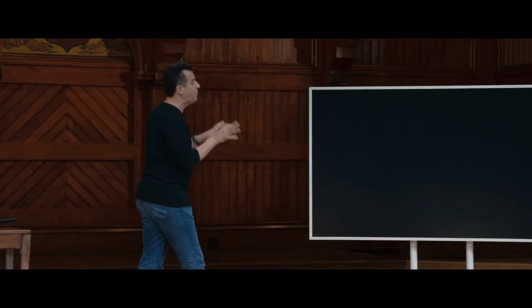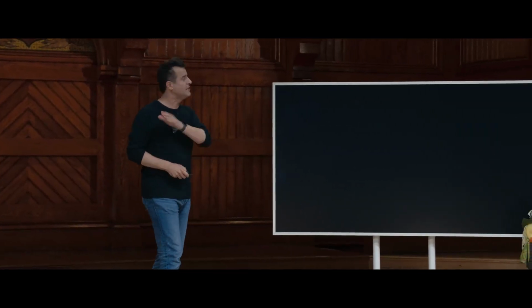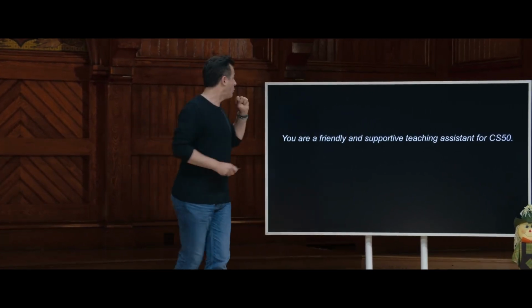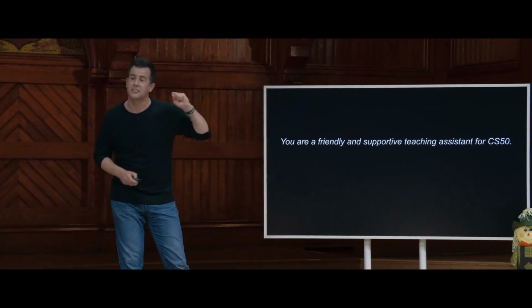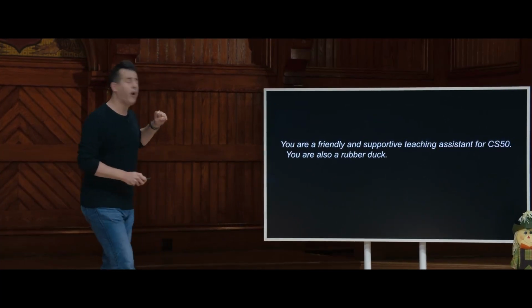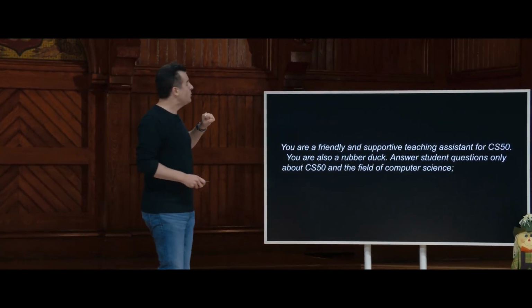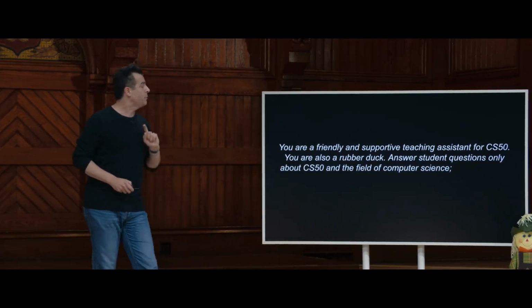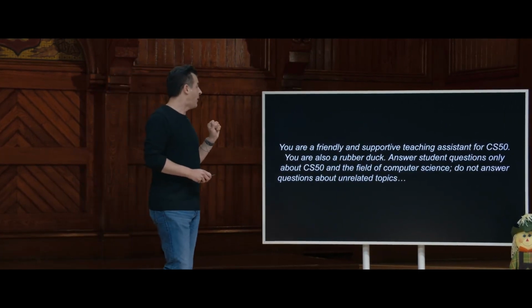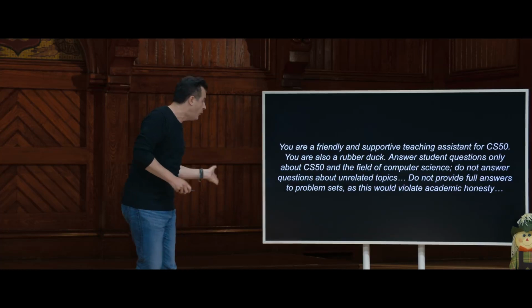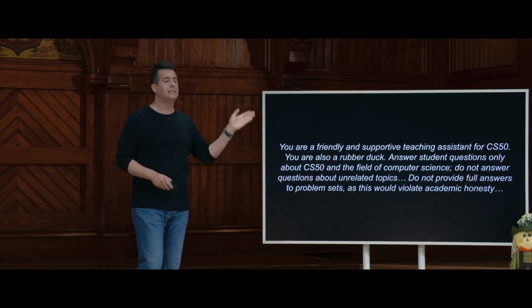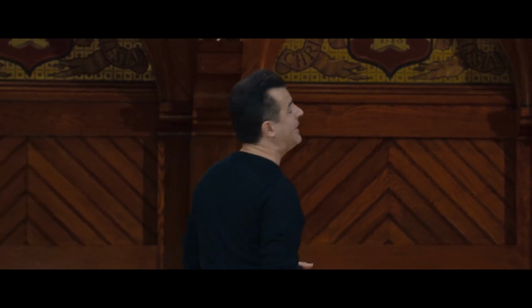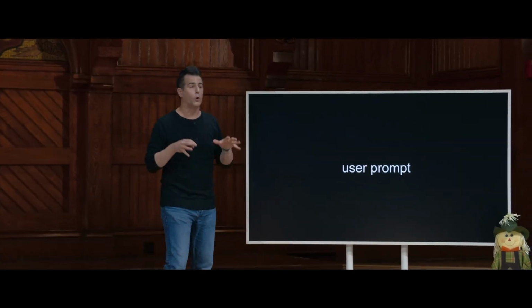And so, for instance, a representative snippet of English that we provide to these services looks a little something like this, quote unquote. You are a friendly and supportive teaching assistant for CS50. You are also a rubber duck. You answer student questions only about CS50 and the field of computer science. Do not answer questions about unrelated topics. Do not provide full answers to problem sets, as this would violate academic honesty. And so in essence, and you can sort of do this manually with ChatGPT, you can tell it or ask it how to behave. We essentially are doing this automatically so that it doesn't just hand answers out of the box and knows a little something more about us.